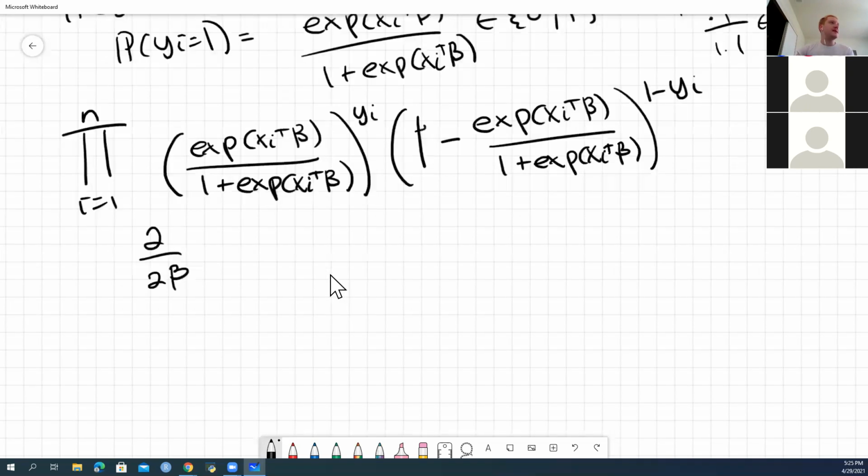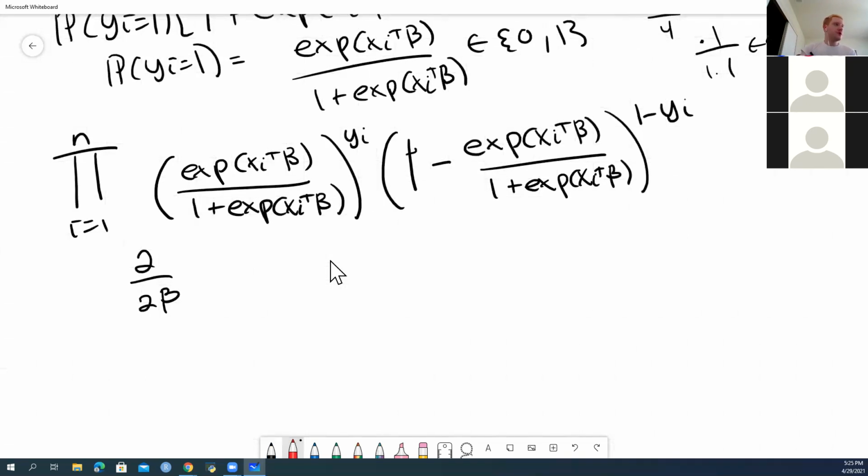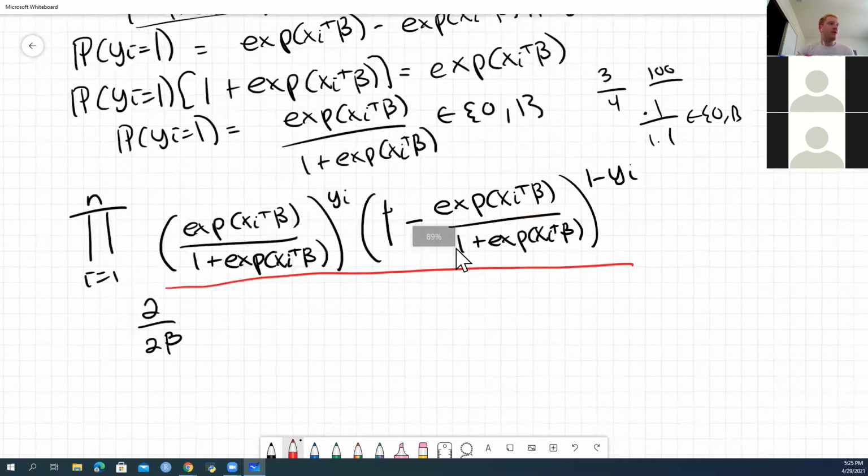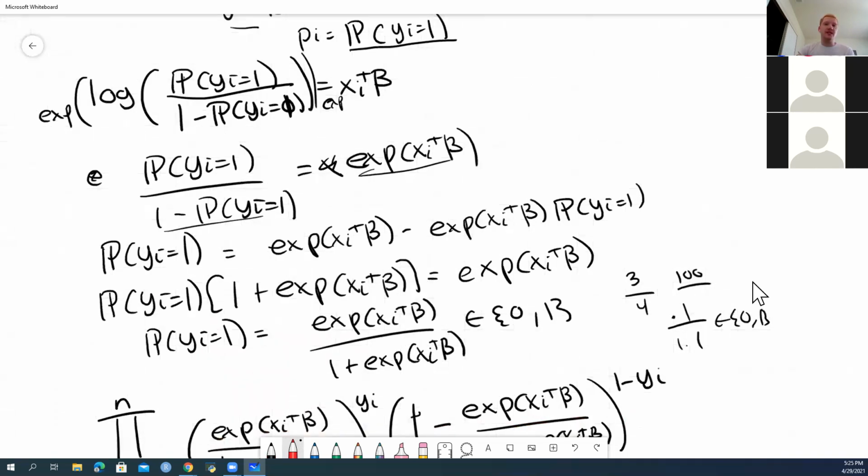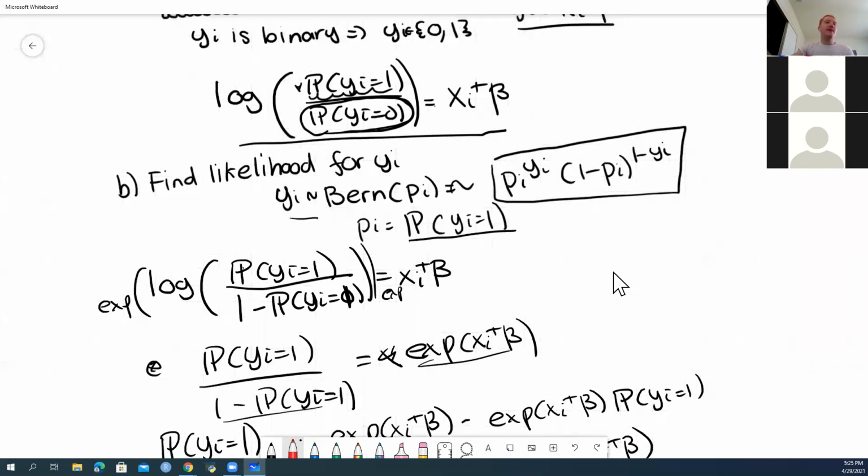Which step? Writing it like this? Yeah. So what I said before, and this is in the hint in the problem, is that any binary variable is going to be a Bernoulli random variable. So we know yi is distributed as a Bernoulli with some parameter pi, and pi is equal to the probability that the Bernoulli random variable is equal to 1.